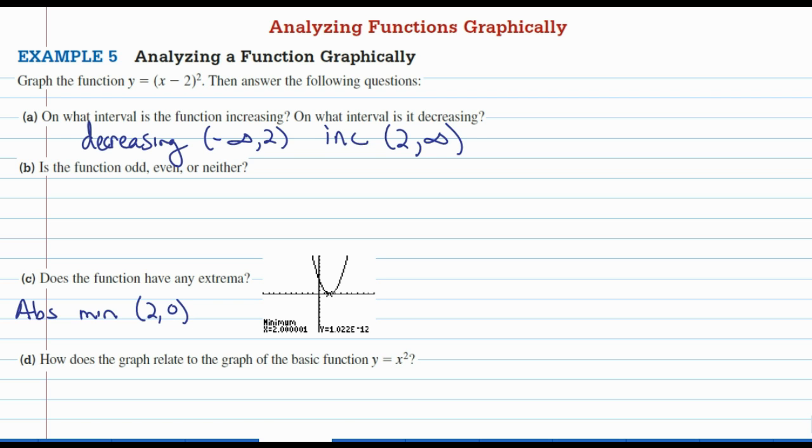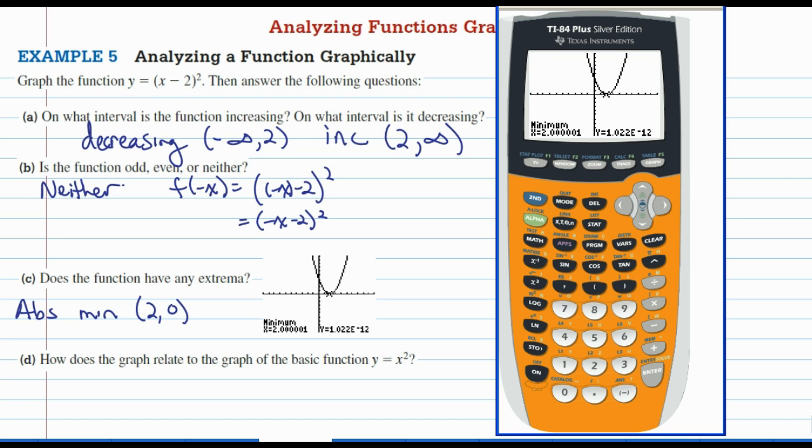Going back up to part B, is the function odd, even, or neither? Well, it's actually going to be neither. I can very clearly see that from the graph. Plus, if I plug in negative x, there isn't much simplification I can do here. And the result is not all opposite or all the same as the original function, so there is neither odd nor even symmetry.